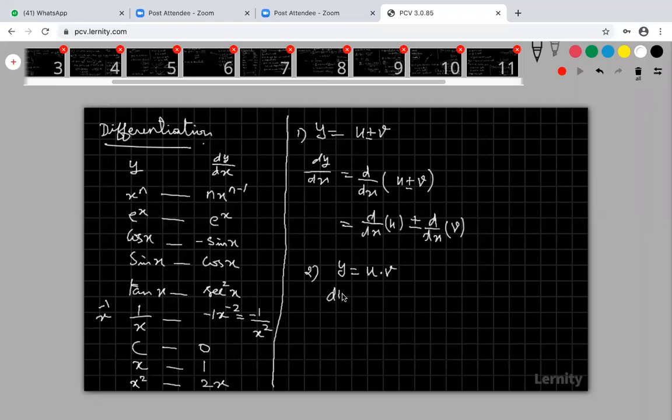My second result: suppose my y is equal to u into v, multiplication. What is the differentiation? Here addition or subtraction means no problem. There are two terms, so differentiate each term separately and add or subtract according to the symbol given. But here this is only one term, with two functions in multiplication, u into v. So how to differentiate? What is the formula?